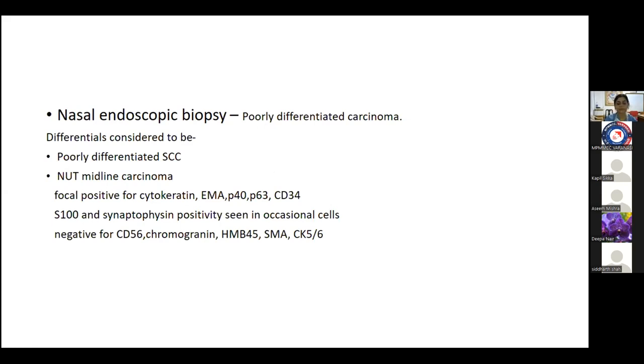So if we plan to operate this case, can it be pure endoscopy? If Dr. Deepa has joined back. If not, then can you go ahead, Kapil. Yes. Can it be pure endoscopic?